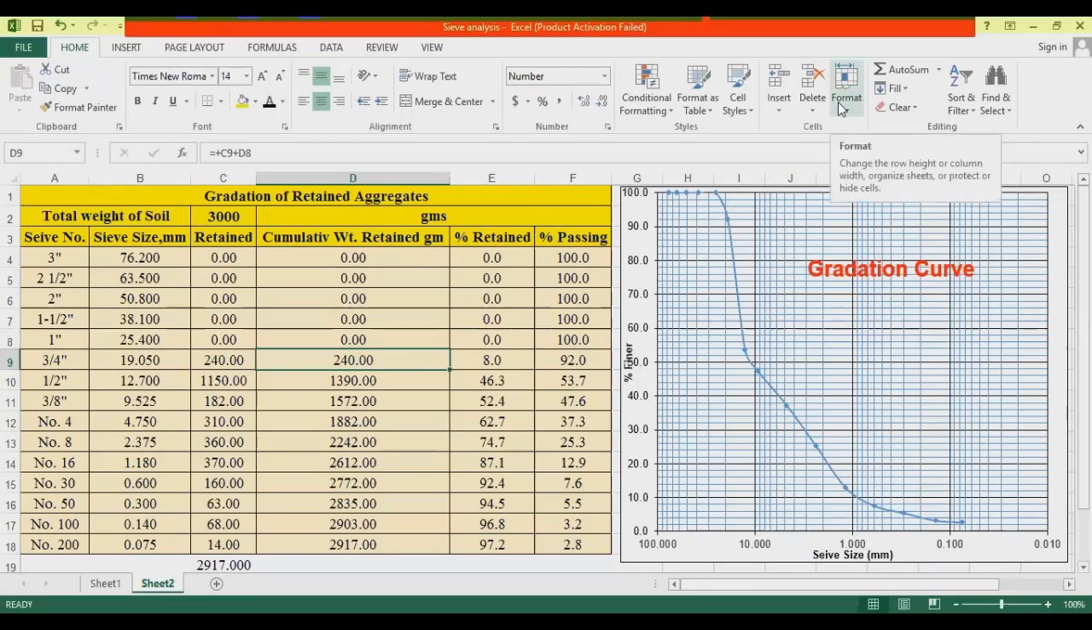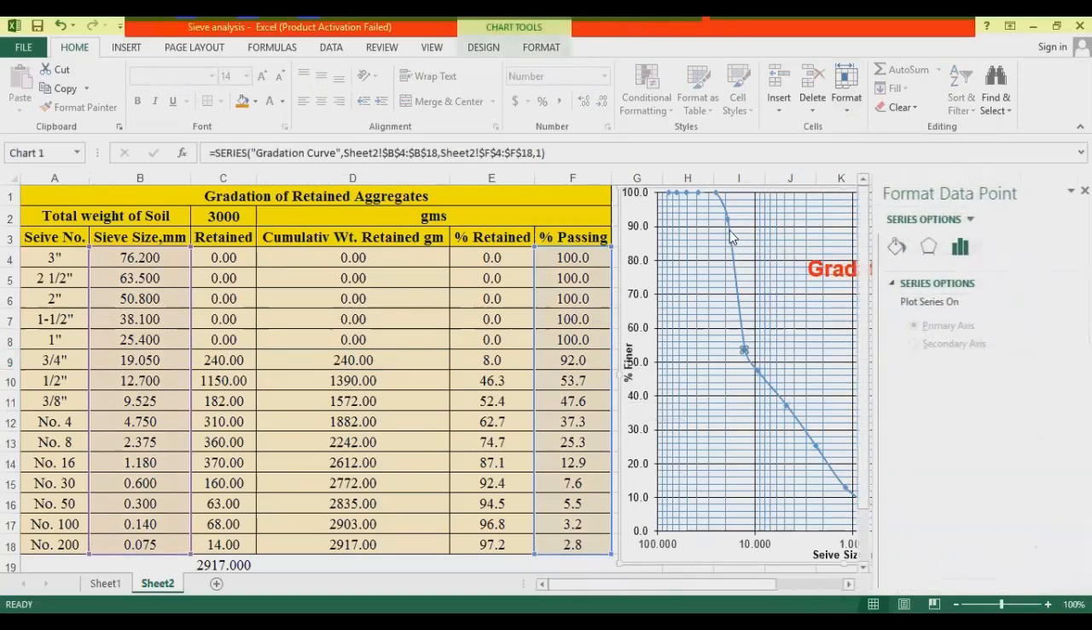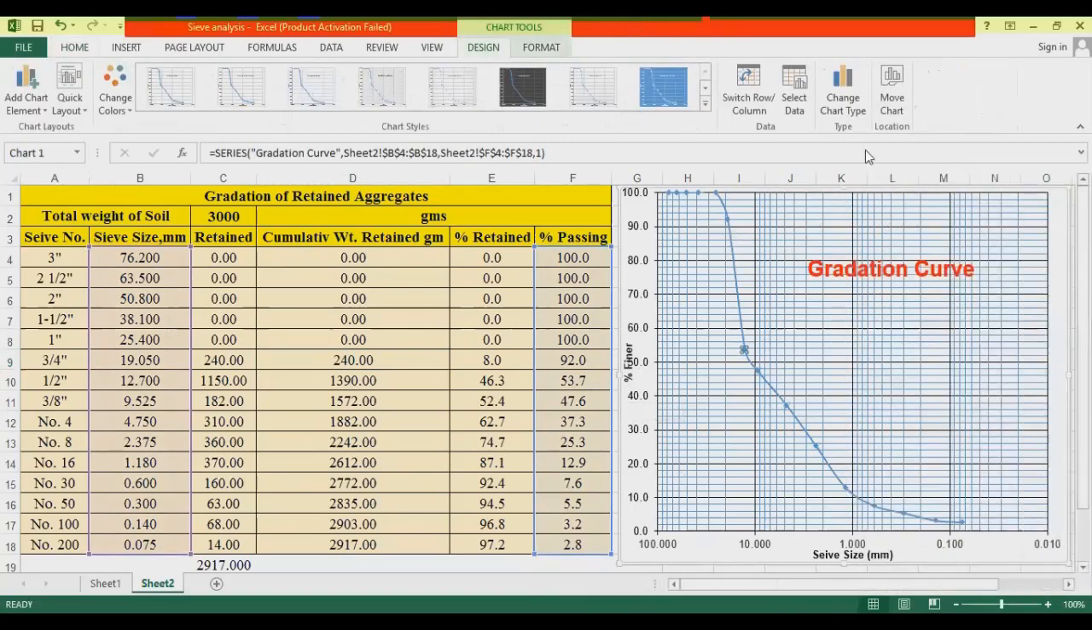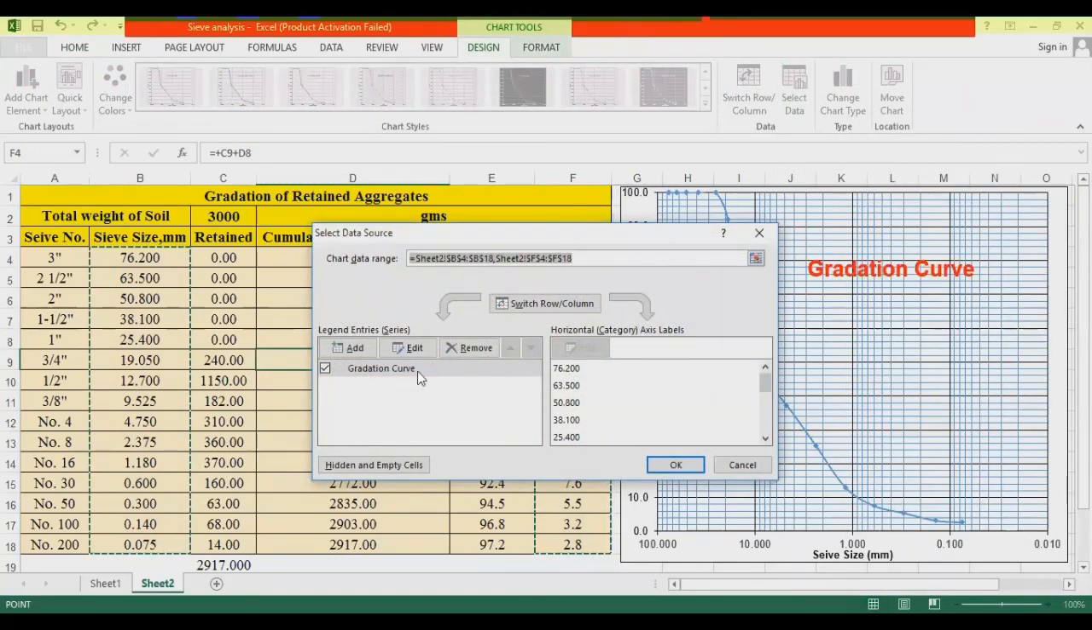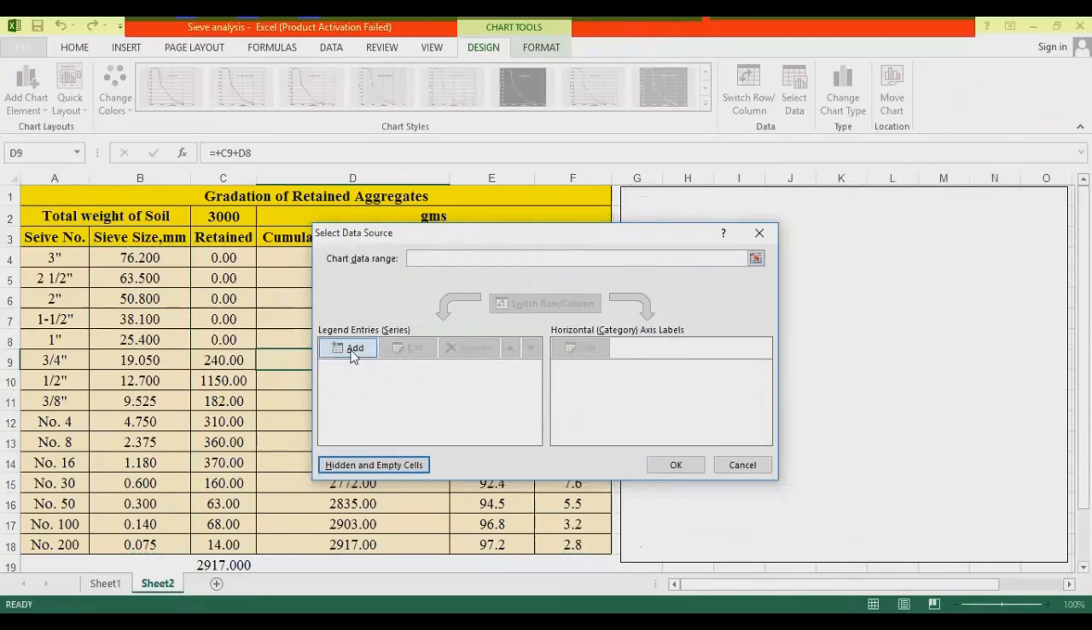Now guys, let us draw the gradation curve. The gradation curve is drawn between particle size on the x-axis and the percent passing on the y-axis. So for this, I will just double click on this line, come over here and select data. Over here I will remove the previous graph that I had made, and I will add another graph.